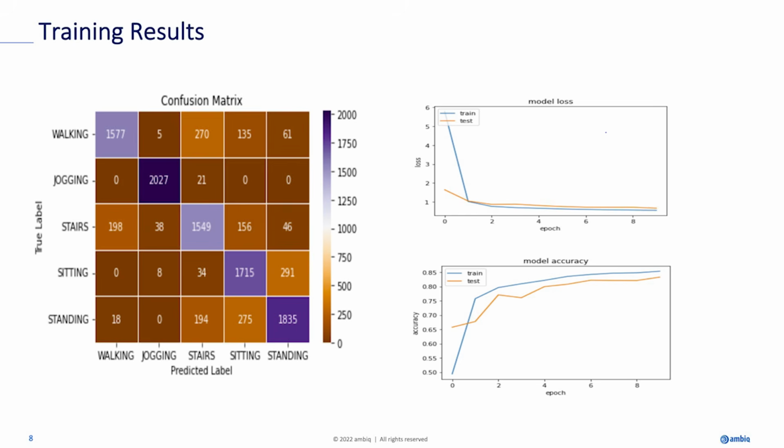And some of our results after we train the model: if you take a look on the left, you see a confusion matrix. The way to interpret this is the labels on the bottom are the predicted labels, and on the vertical axis we have the true labels. So you want your values to be on this diagonal. For all the walking predictions that we made, 1,577 of them were actually walking, but we still have some misclassifications: 198 of them were actually going up the stairs. So overall, the results were decent here.